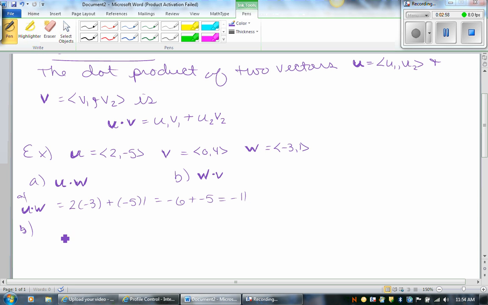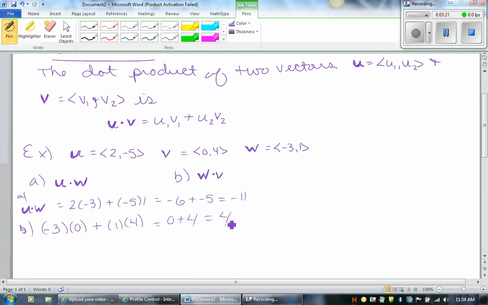It's not difficult. Okay, so now we have W dot V. So we've got our first component, negative 3 times 0 plus 1 times 4. And what we wind up with is 0 plus 4, which is 4. So again, it's pretty simple.